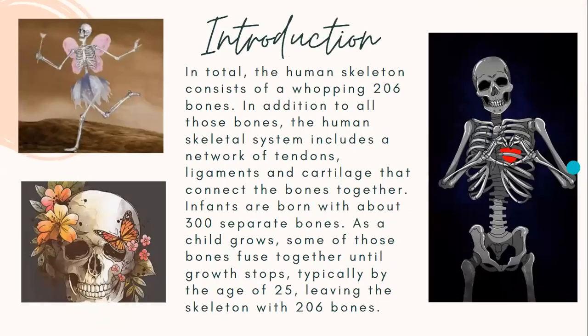Introduction. In total, the human skeletal system consists of a whopping 206 bones. In addition to all of those bones, the human skeletal system includes a network of tendons, ligaments, and cartilage that connect the bones together. Infants are born with about 300 separate bones. As a child grows, some of those bones fuse together until growth stops, typically by the age of 25, leaving the skeleton with 206 bones.